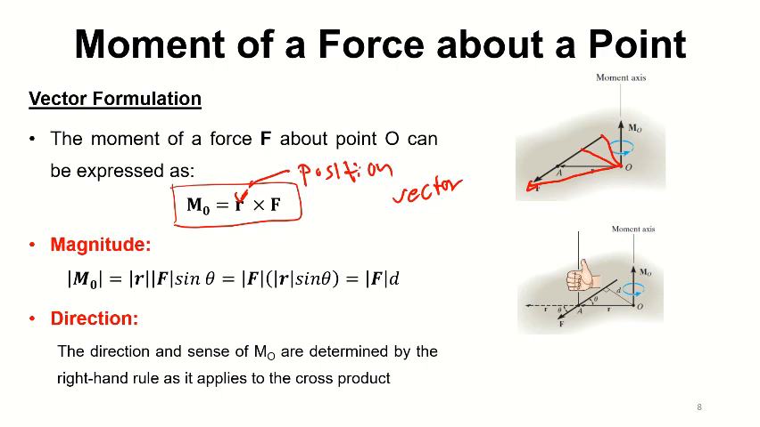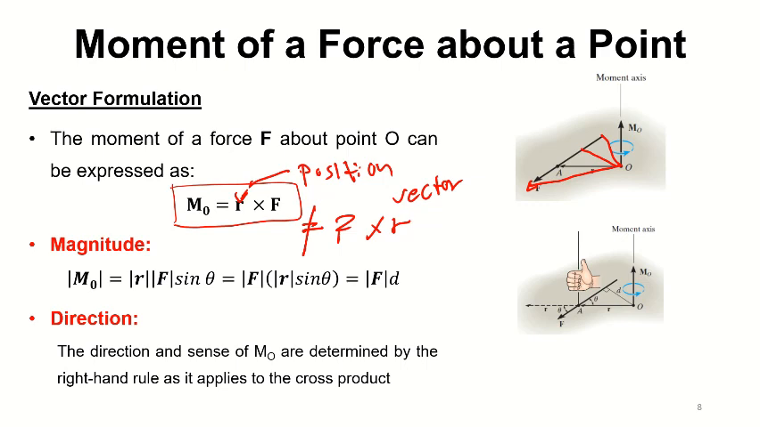So we can determine the moment about point O as R cross F. So this is not equal to F cross R, right? Should be R, the position vector, comes first, then cross F, right? R cross F, right?